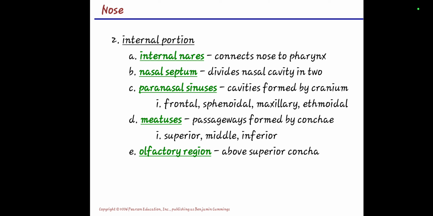Yung mahaba, yung length ng ilong nyo, yan po ang tinatawag na nasal septum. Sa nasal septum po, may separation po yan sila. Nagsiseparate po yan silang dalawa into two chambers.